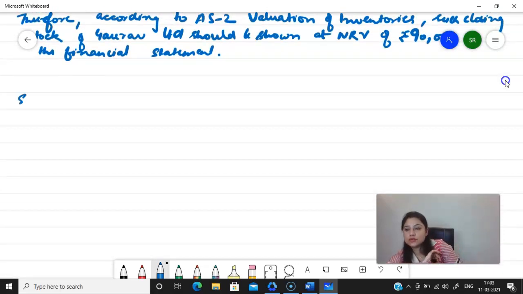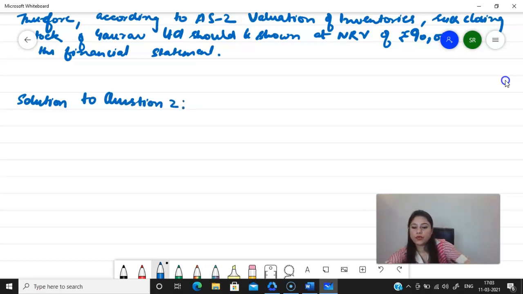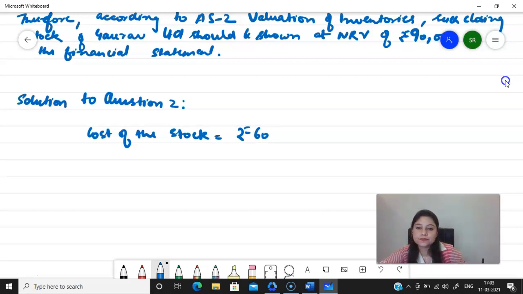So solution to question number 2, right? As the question mentions, firstly the cost of the stock we can say is rupees 60,000, right? So this is given in the question.